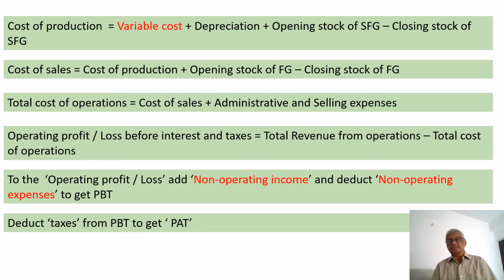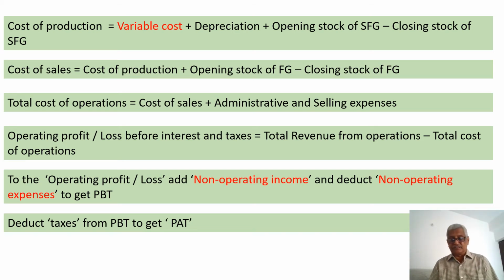That is why depreciation is also added to the variable cost. Then you have the opening stock of semi-finished goods. That is, at the beginning of the financial year, say as on the 1st of April, what was the value of the opening stock of semi-finished goods? Semi-finished goods are the items which have already moved away from raw material but have not become finished goods. That is, the material which is undergoing the process of conversion from raw material to finished goods.